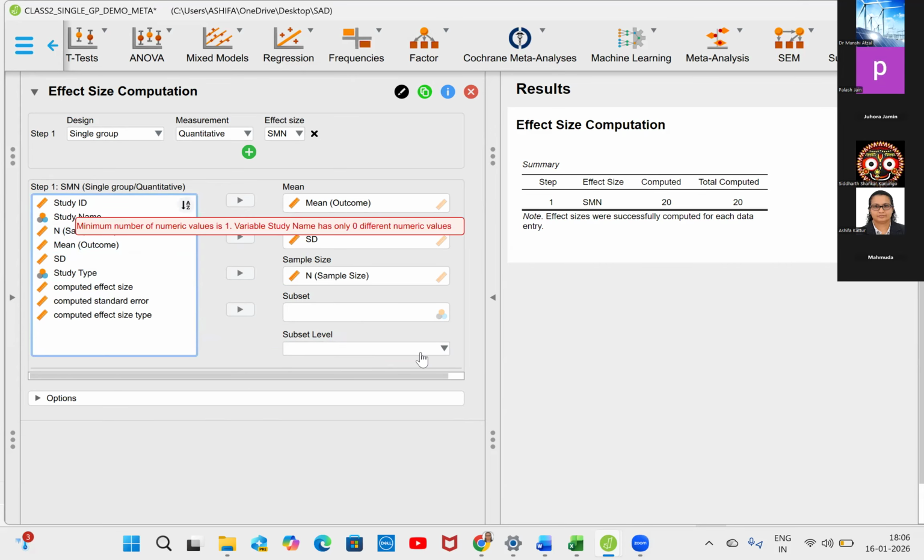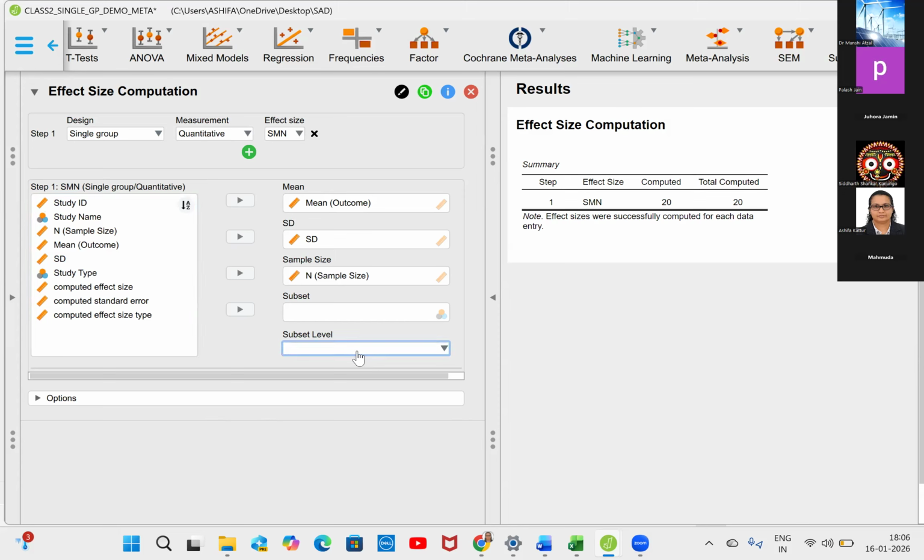What happened? Minimum number of numeric values is 1. Study ID, study names, study type. We don't need study type. Can you go to the study ID? Then drag it, drop. Drop down, what does it say? It's supposed to give you study.